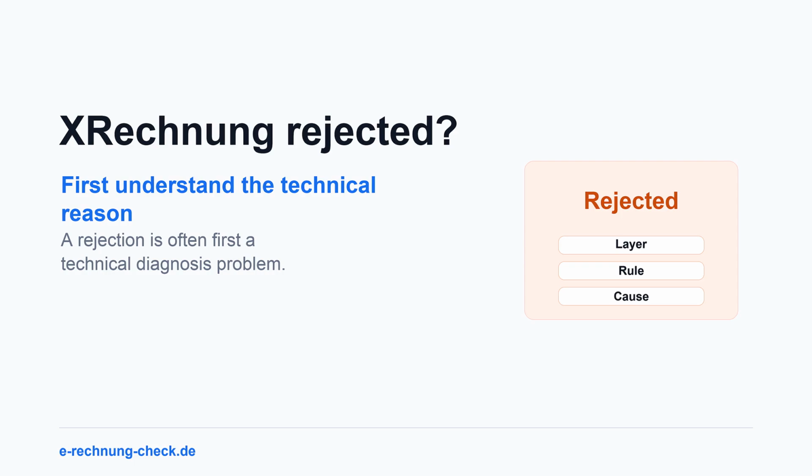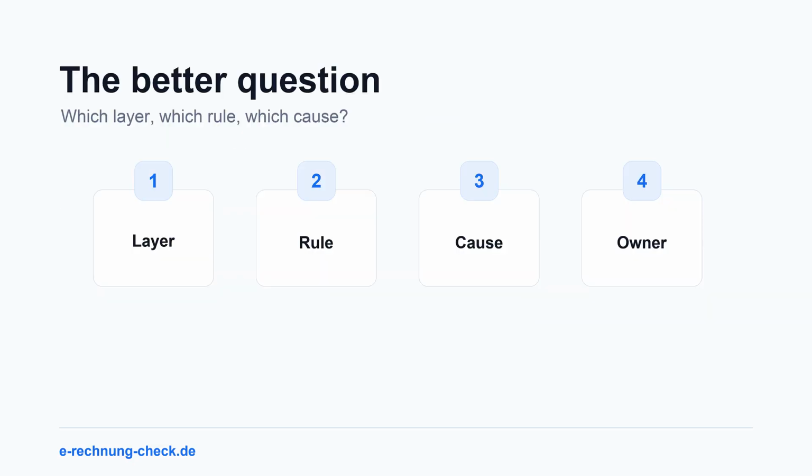When an XRechnung is rejected, it can feel like a dispute about the invoice itself. But very often, the first problem is technical diagnosis. The file can be opened, but it violates a rule, contains inconsistent data, or does not match the expected profile. So the useful question is not only, is the invoice valid or invalid? The better question is, at which layer was it rejected, which rule was triggered, and who can fix the cause?